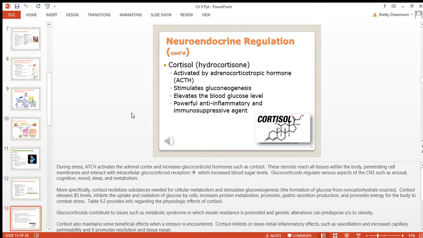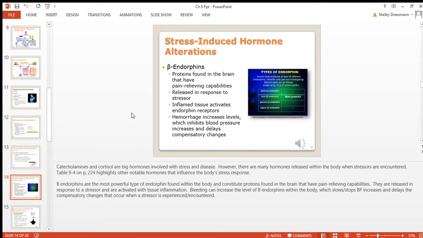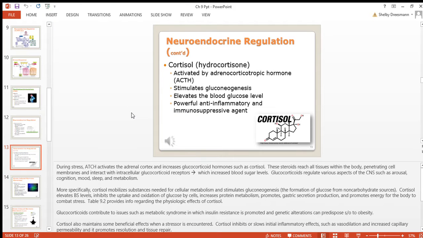Moving on. Stress-induced hormones. Back to this. I forgot the main points to summarize. Cortisol activates ACTH, stimulates gluconeogenesis, elevates blood glucose, and is a powerful anti-inflammatory and immunosuppressive agent.